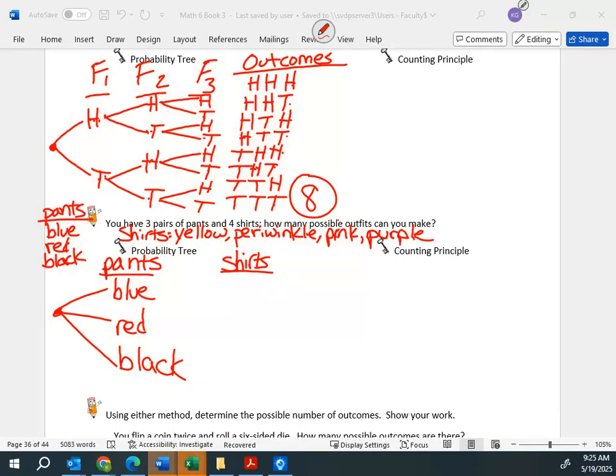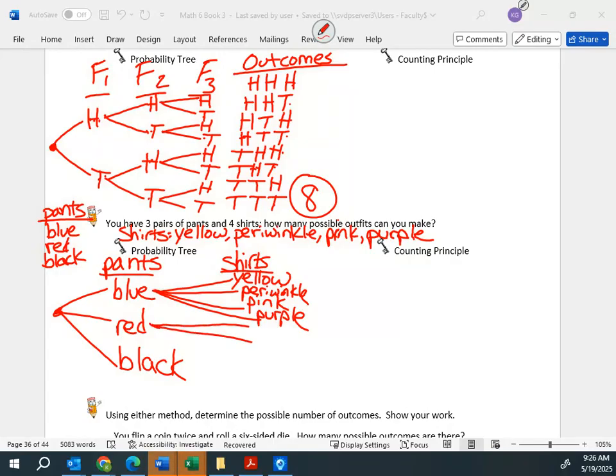All right. So if I chose blue pants, what shirt combinations could I choose? James? Yellow. Periwinkle. And pink. And purple. I could choose all 4 of those color shirts. What if I chose red pants? What could I choose? Emma? All 4 again.